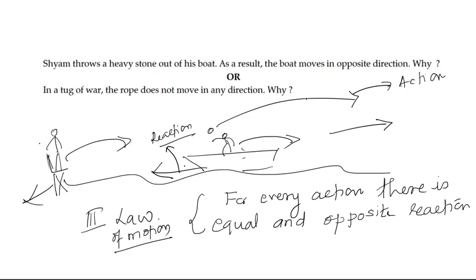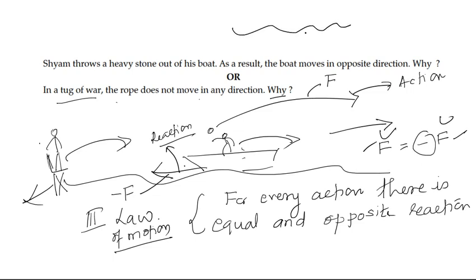If this is denoted as F, this will be minus F, right? So F is equal to minus F, and minus indicates the direction. So equal force, action as well as reaction, but the direction is negative. So this is the reason. Second, in a tug of war, a rope does not move in any direction. Why? Because there is equal force on either side.